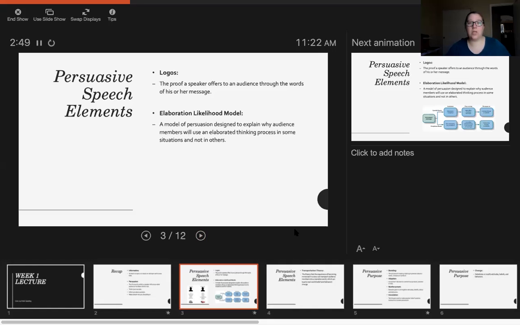There's also, researchers look at what's called the elaboration likelihood model. Again, this is a little bit of theory, just bear with me. It's a model of persuasion designed to explain why audience members use an elaborated thinking process in some situations and not in others. So think about it this way.